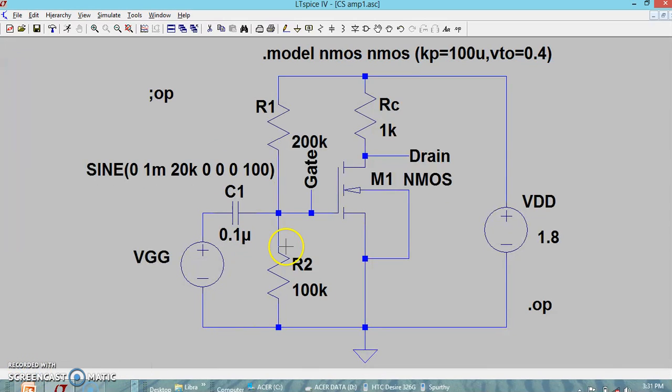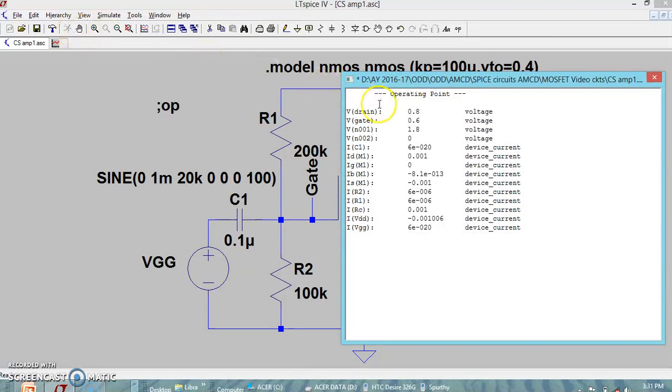I can see I have labeled this as gate, this as drain. So let us see what the .op will give us. Now you can see V(drain). Whenever it is V(drain), the other terminal happens to be the ground, and in this case ground is nothing but the source. So this V(drain) happens to be 0.8. Between gate and the source it is 0.6, and this 1.8 happens to be the supply voltage.